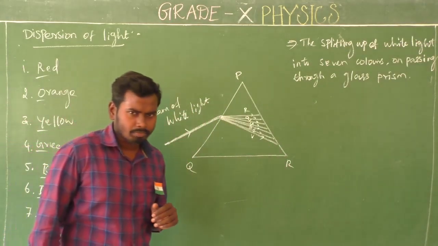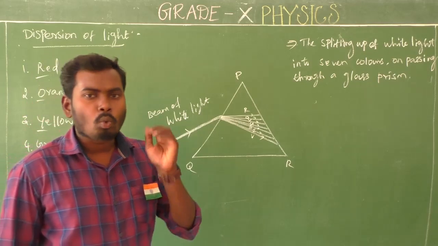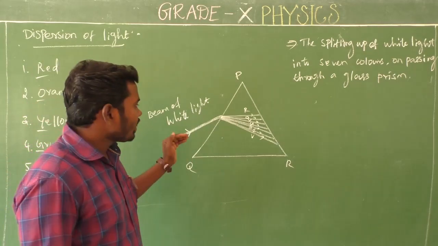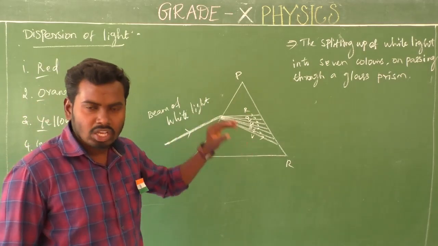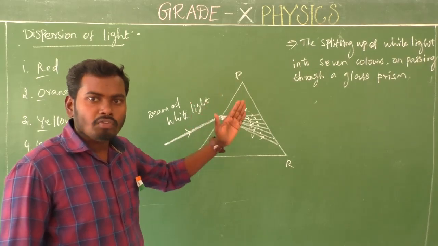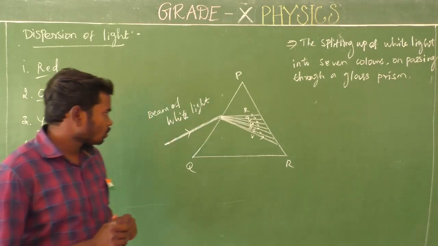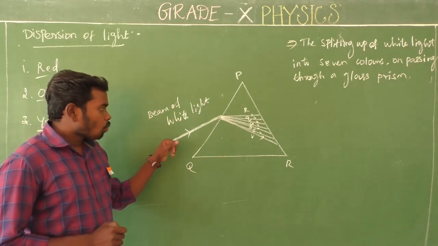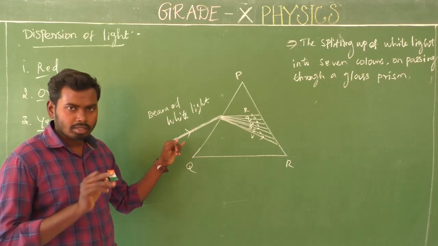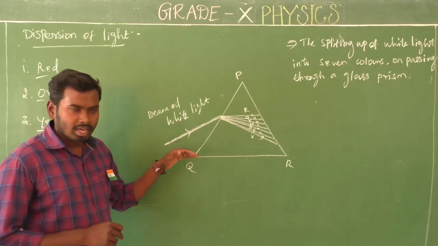Next question arising here. Why does white light split into 7 colors when it falls on the surface of the glass slab? Am I right? That is a very big question. Why? Because look here. Already we know white light is a mixture of 7 colors.